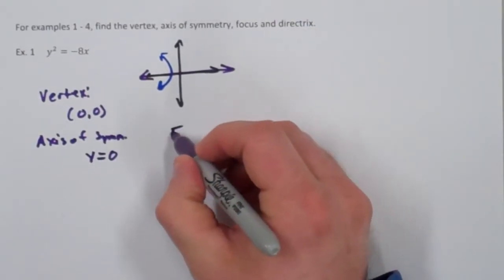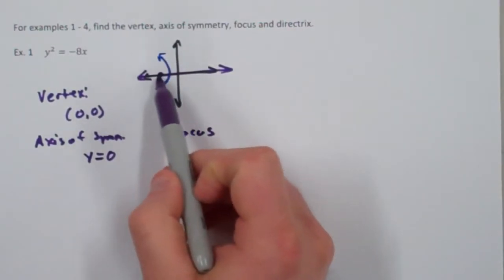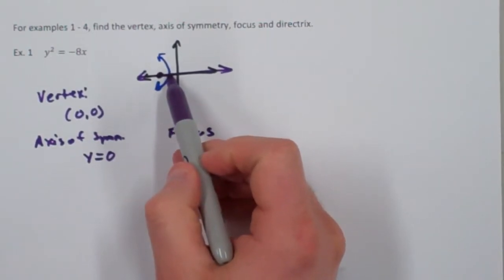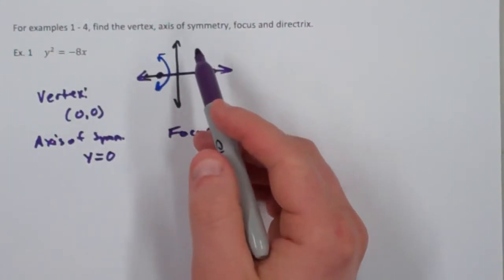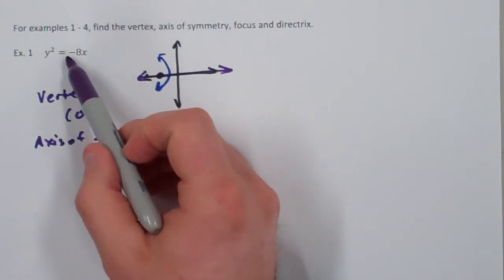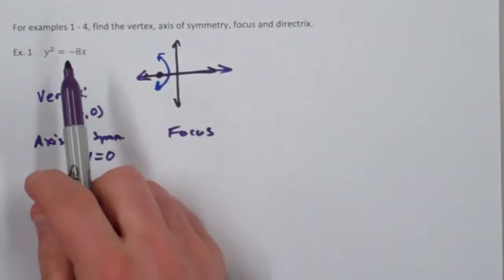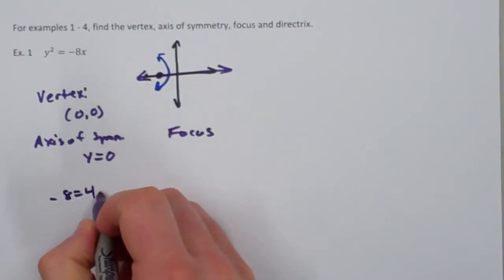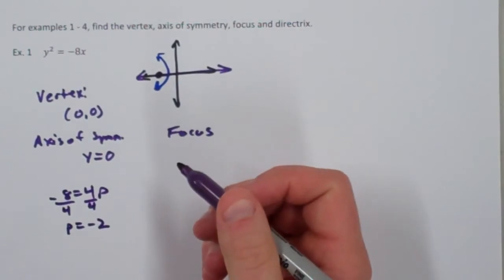So if we do the focus, it is going to lie somewhere kind of inside. I tend to think about this being inside the curve. And we need to go from the vertex, in this case left by whatever p is, or we need to add this value divided by 4. And let me let you think about this for a second. So if you take negative 8 and you set it equal to 4p and you divide by 4, then you're going to get p is equal to negative 2.